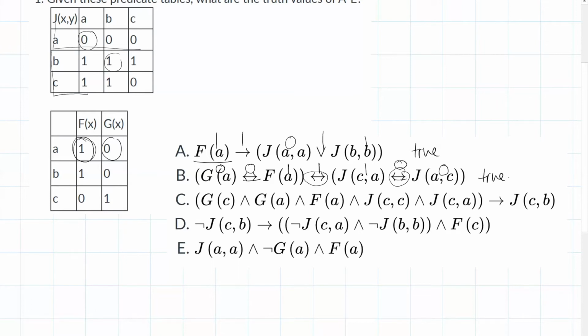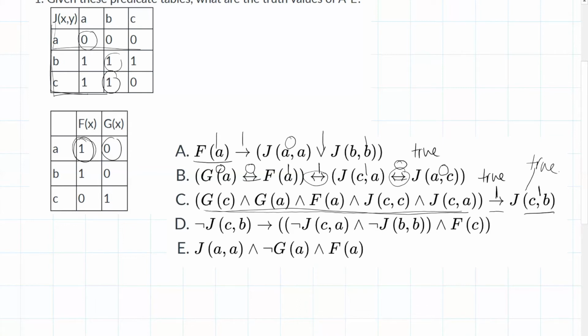For C, we have a long line of conjuncts and then an arrow in JCB. So let me read out what JCB is. JCB is true. And so I can sort of take a shortcut with this one because I know that whatever the value is of this long conjunction, anything arrow 1 is true for the arrow. So formula C is true as well.